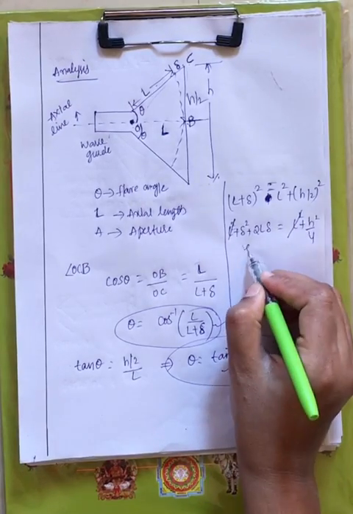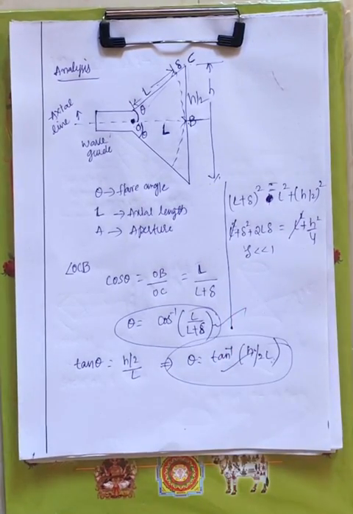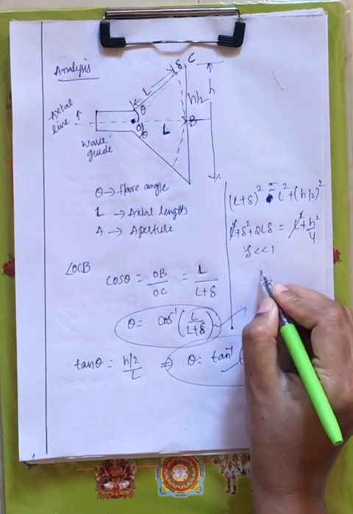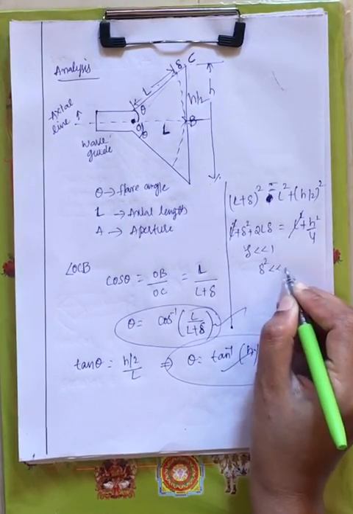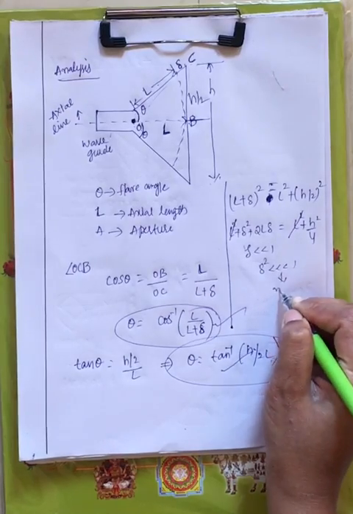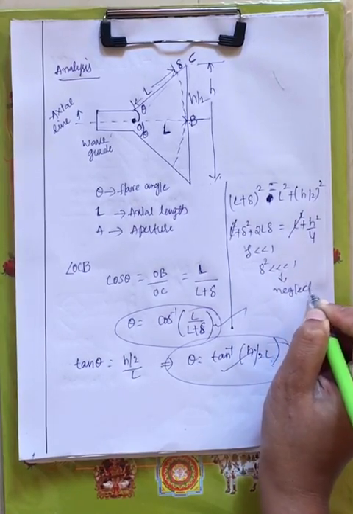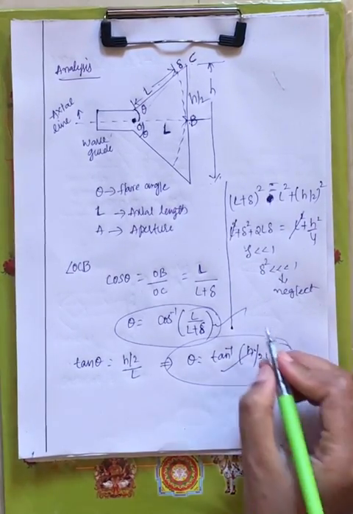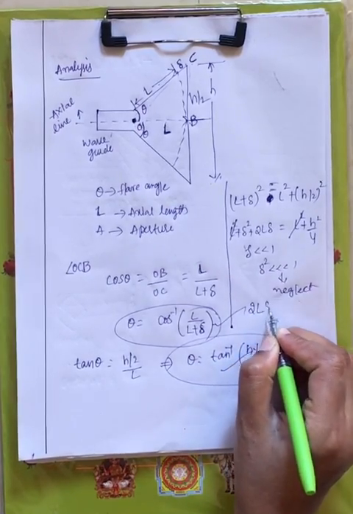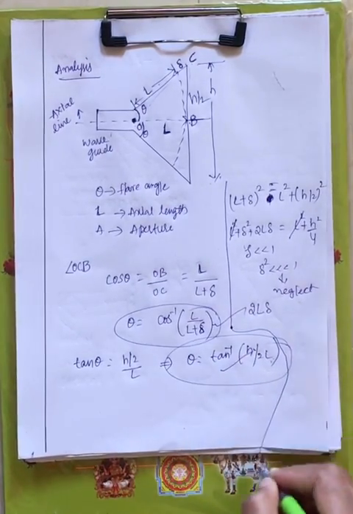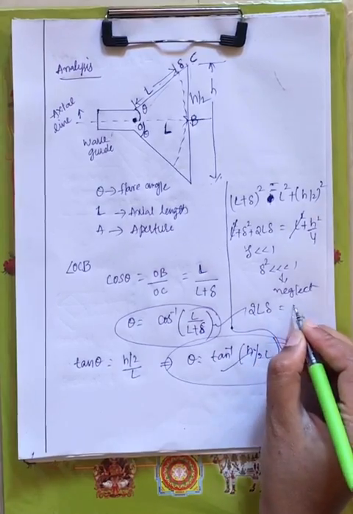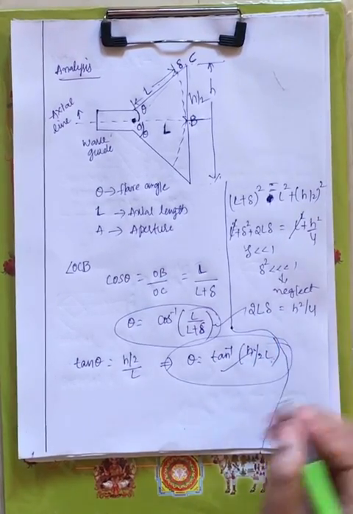Now delta is always less than 1, a slight variation only. If it is less than 1, delta square is also less than 1, so neglect that. Now 2 times L delta equals h square by 4.